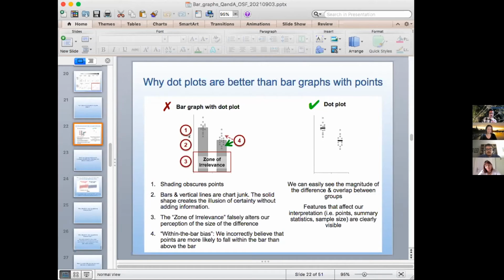In contrast, if I look at the dot plot, again, everything I need, nothing that I don't. I have clear information about the overlap between groups, where each distribution is centered, whether it's mean or median, and nothing extra that can confuse or mislead. So that is my answer.